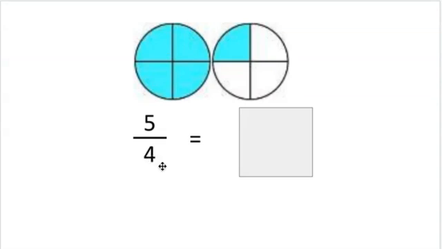Now for my mixed number, a mixed number is made up of a whole number and a fractional part. So you're going to take a look. How many wholes are actually fully shaded in? One whole is fully shaded in. And then on this whole here, you can see that there's only 1/4 shaded in. So this mixed number is 1 and 1/4.